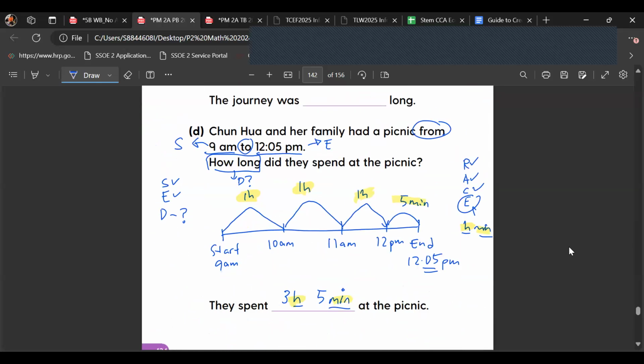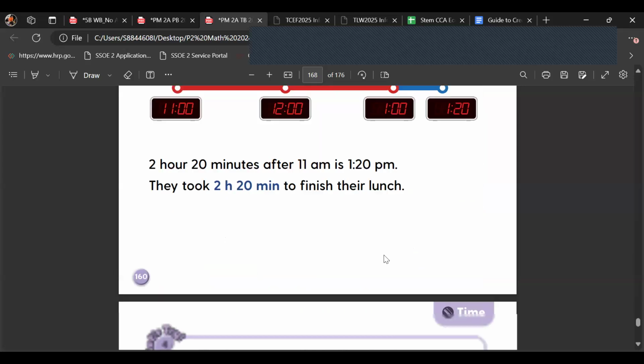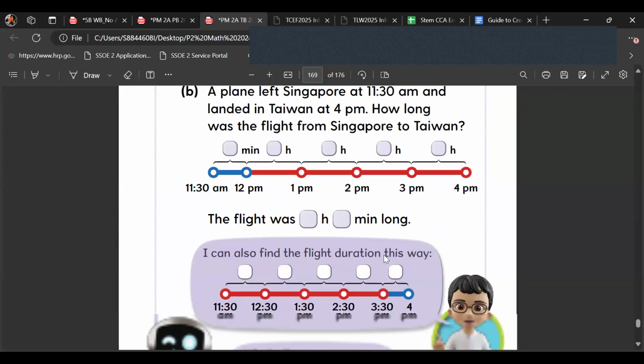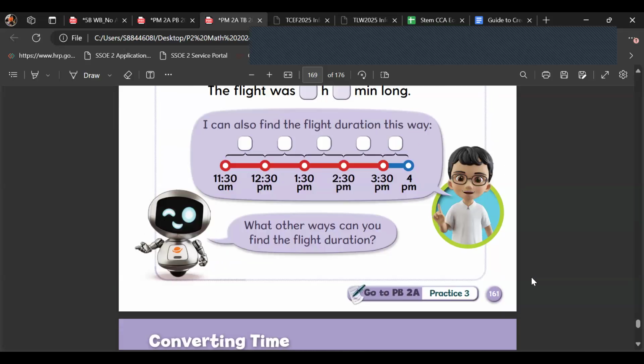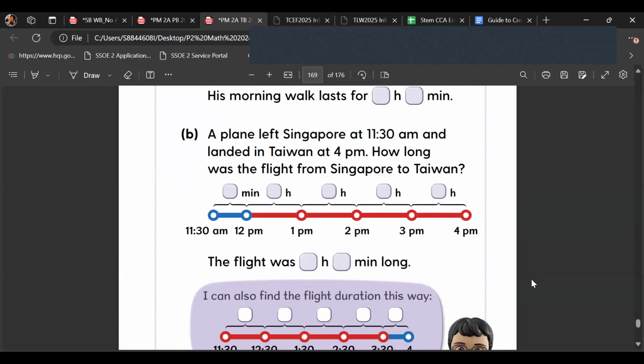Now we are going to look at a new item in our textbook. Can you take out your textbook and look at it? And we can have another look at these questions, for example. Okay, page 161. We are going to look at this one last question about duration before we move on to the last part of the topic of time.